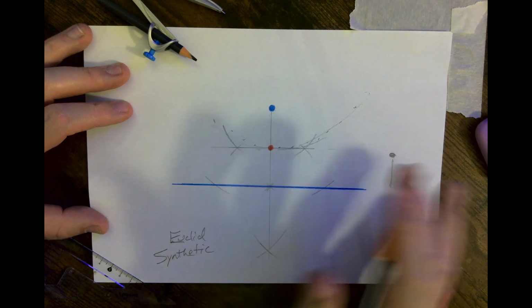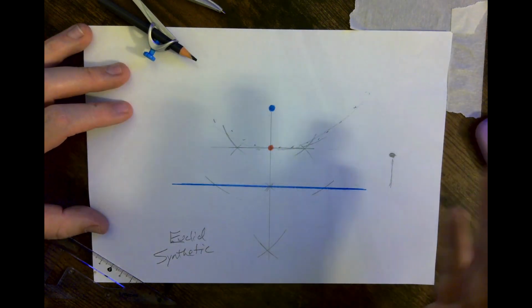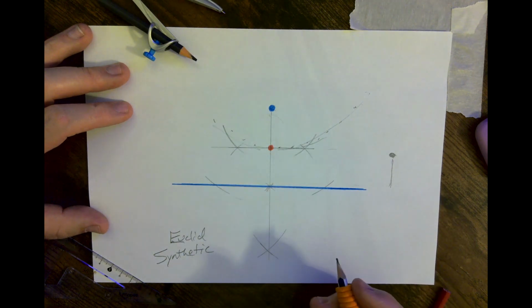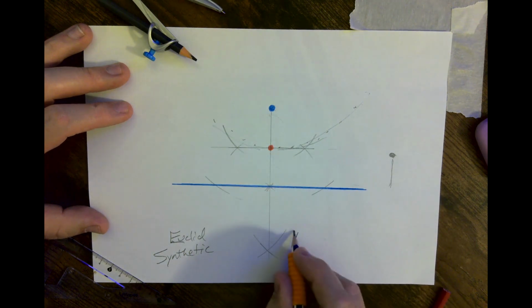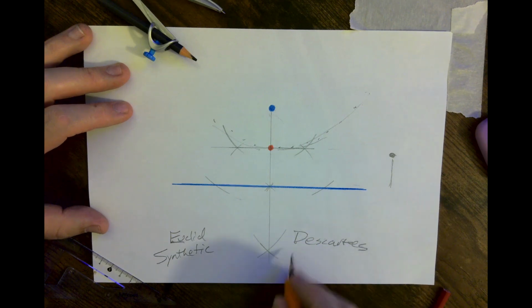And we're going to move this to find an infinite number, to find this set, this infinite set of points that belong in this parabola. Thank you, Descartes. We have analytic geometry.